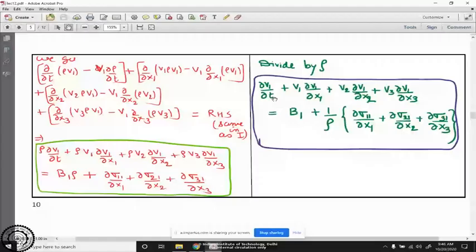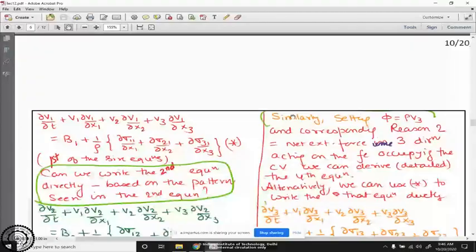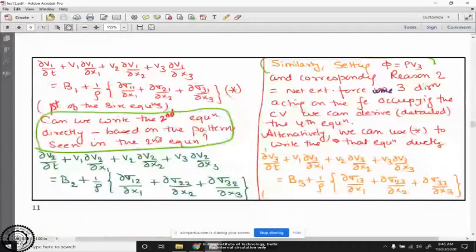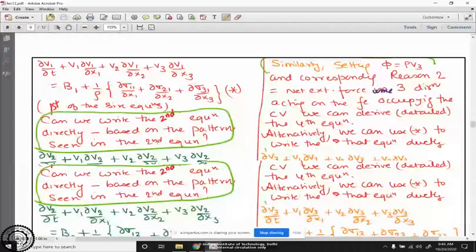The same two choices are there. You can either go back to the free body diagram and derive everything for two momentum from first principles, from the very first step, or we can look at the pattern and write the equation for V2. That's the second option I'm going to choose. Can we write the second equation directly based on the pattern seen in the first equation?